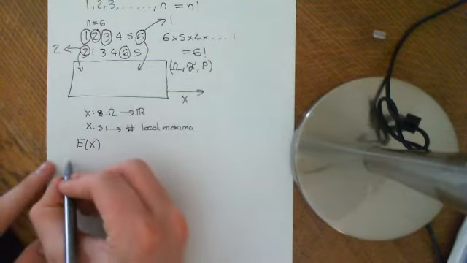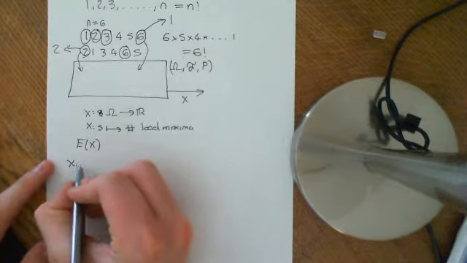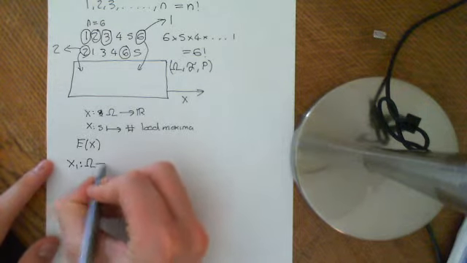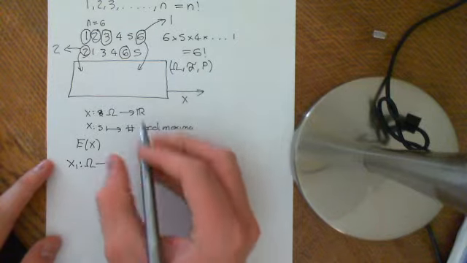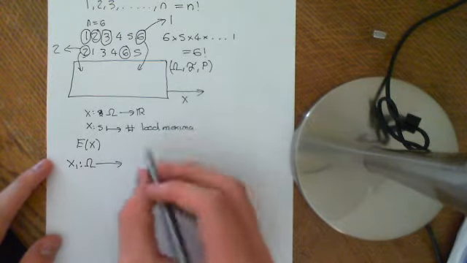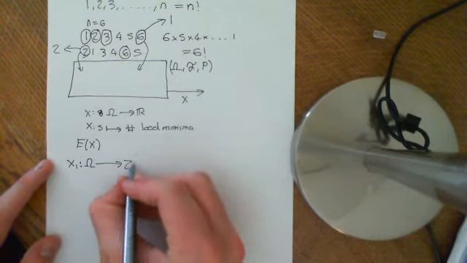So let's define x1 to map the sample space onto, it's only going to map it onto the positive integers, because you can only have 0, 1, 2, etc. So let's just say the integers.